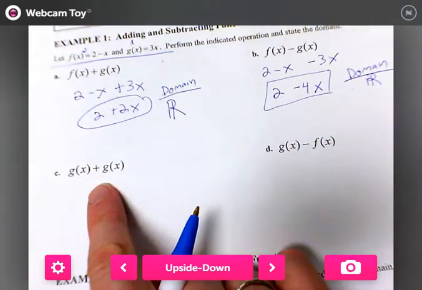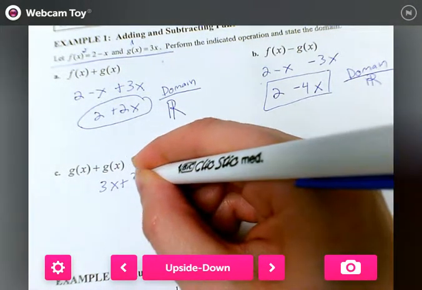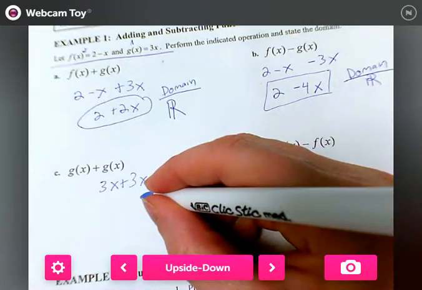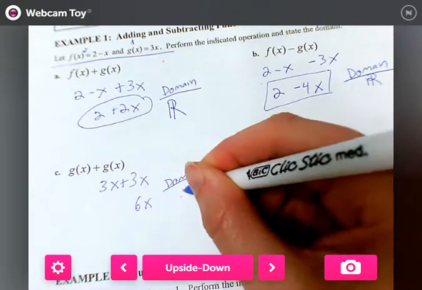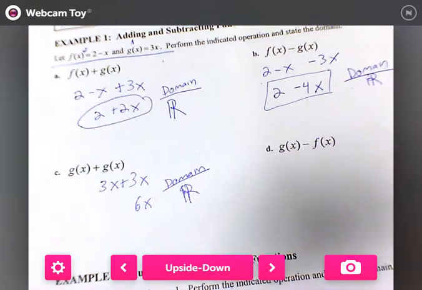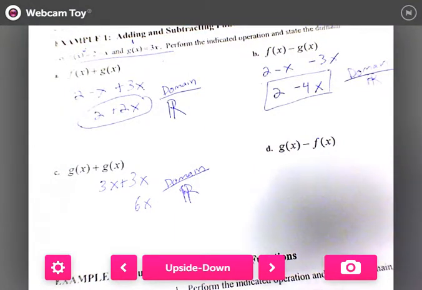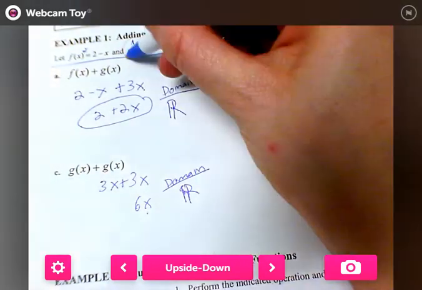g of x plus g of x, so that's just 3x plus 3x. You guys feel okay with that? That gives us 6x, and my domain is all real numbers again. You can put any number in for x. I'm getting what g of x is just from up here in the directions.